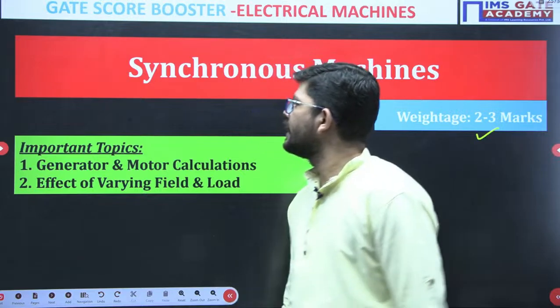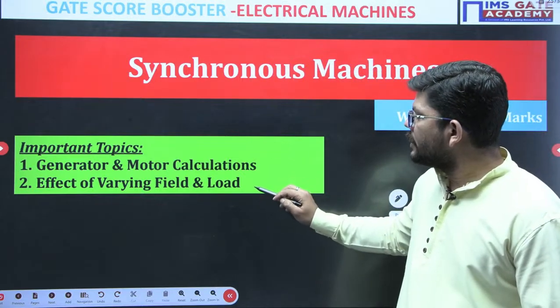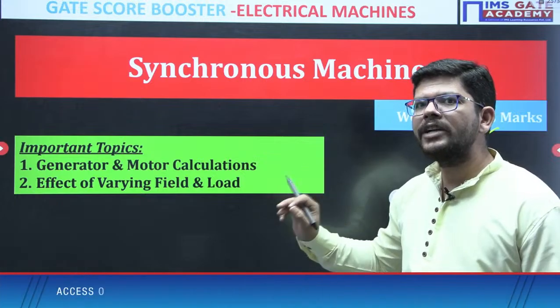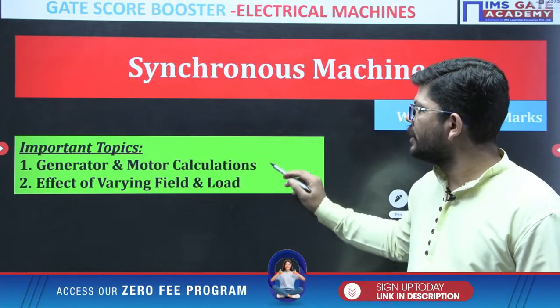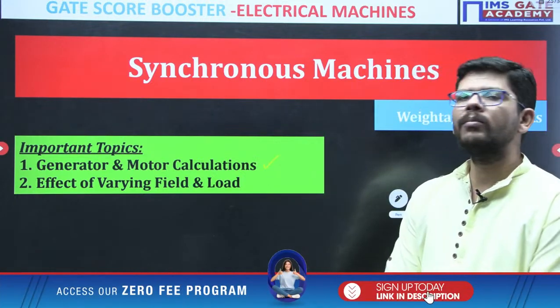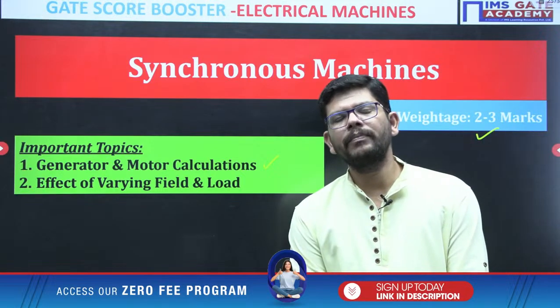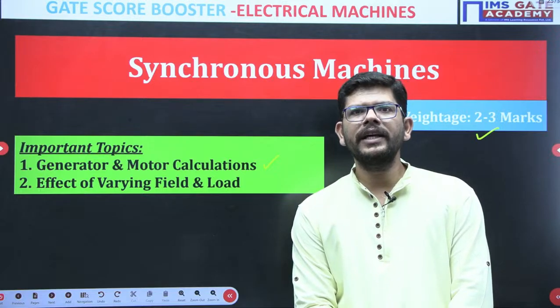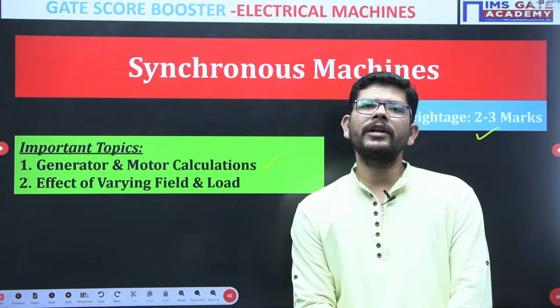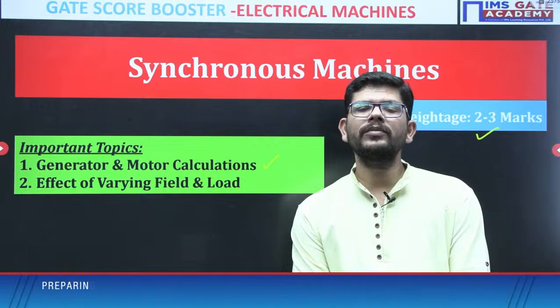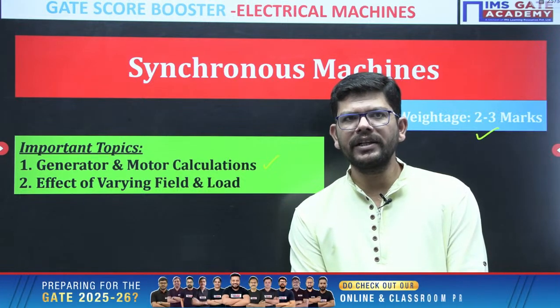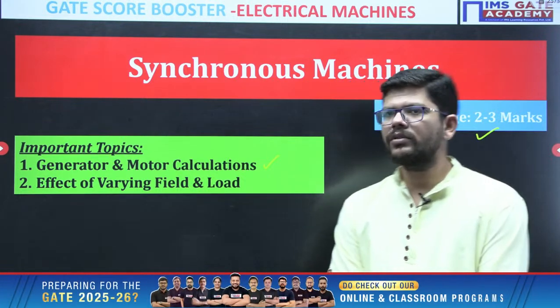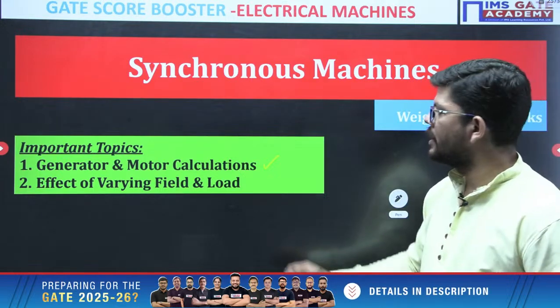Important topics: cylindrical rotor or salient pole rotor, generator and motor calculation. Practice these questions. Practice how to apply KVL in case of cylindrical rotor motor and generator, and in case of salient pole motor and generator, okay. You have to practice to apply these things.